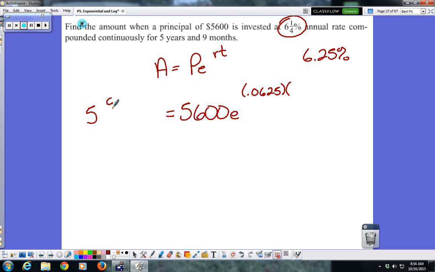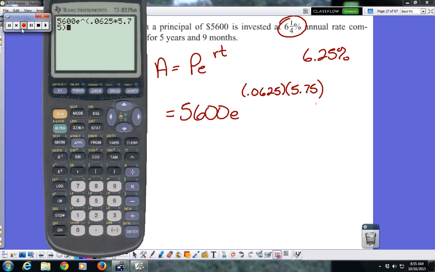5 years, 9 months would be 5 and 9/12 of a year. It's not quite 6 years, it's a little over 5 years. 9 months is 9/12 of a year because there's 12 months in a year. So therefore, 5 and 9/12, if you reduce that down, is 5 and 3/4, which is 5.75. Type that straight into your calculator. So there it is, 5,600 times e to the whatever power, hit enter. Your 5,600 has now grown to $8,021.63.